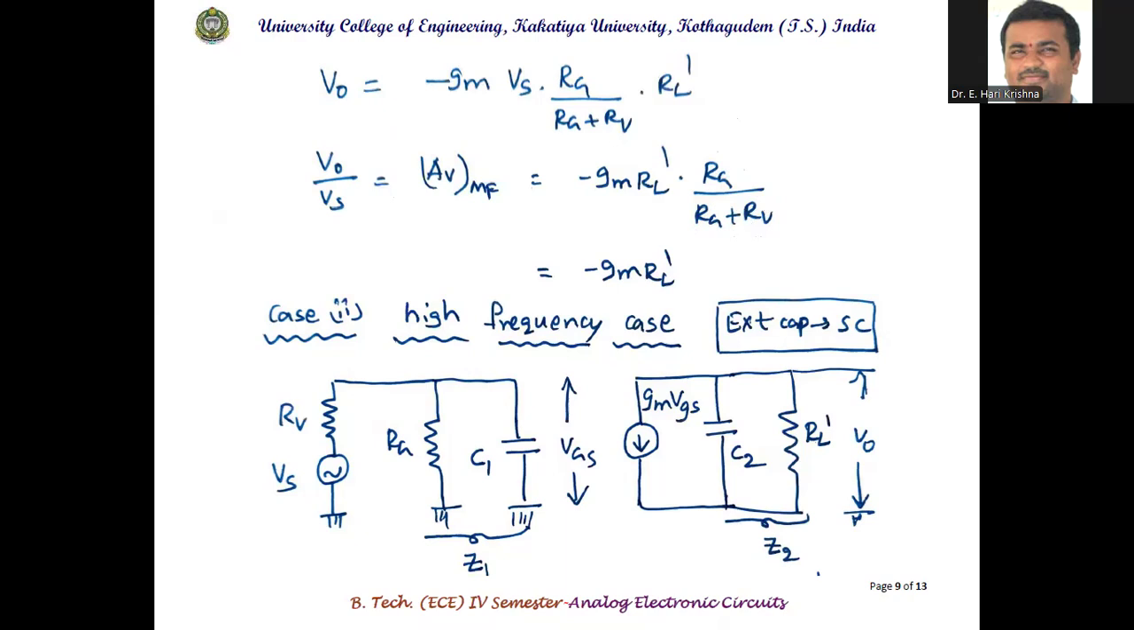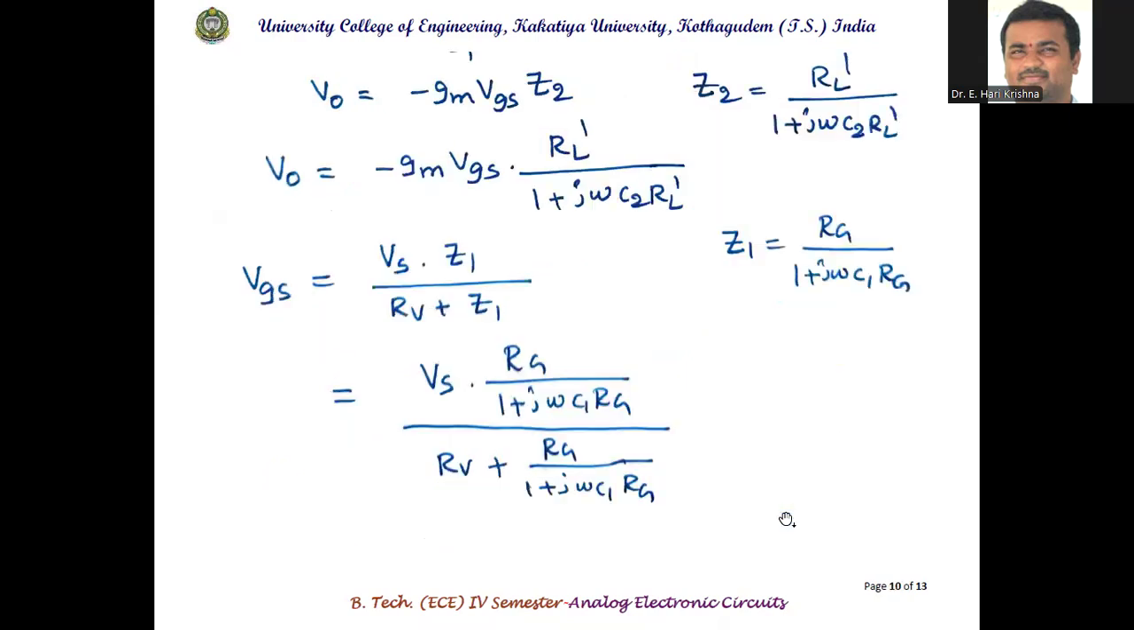Next, case 2 is the high-frequency case. Consider the effect of internal capacitors. Assume all external capacitors are short circuit. So Rs, Vs, RG in parallel with C1, gm VGS in parallel with C2, RL dash, taking the output across V0. I'm considering the parallel combination of RG and C1 as Z1, and RL dash with C2 as Z2. And we'll continue the calculation.